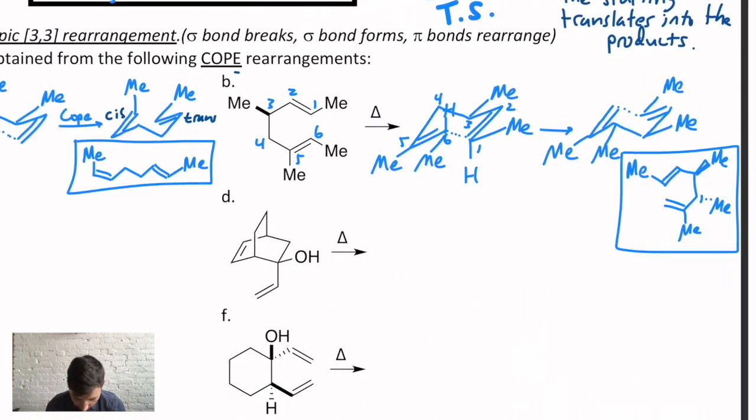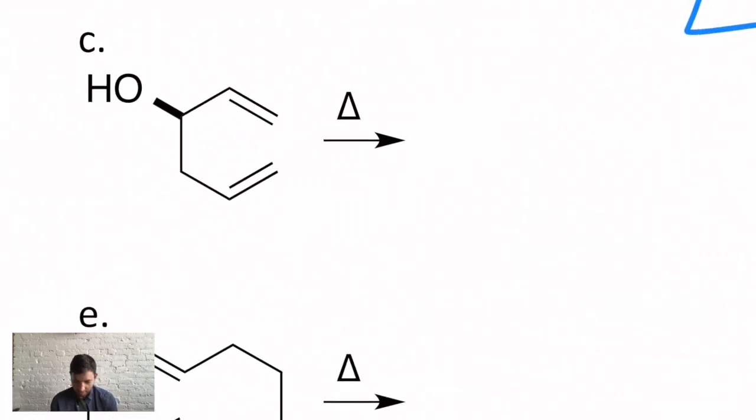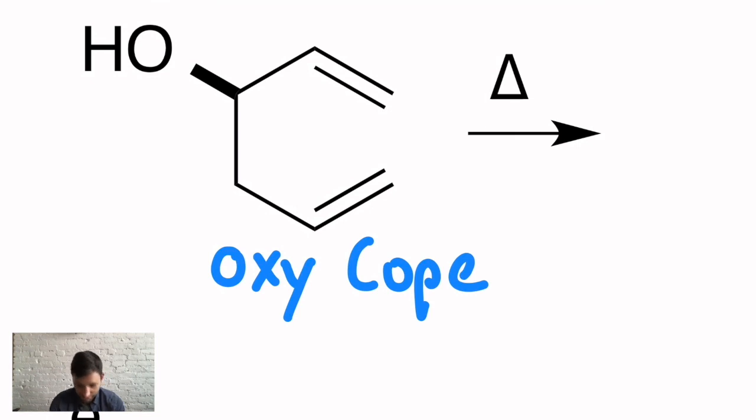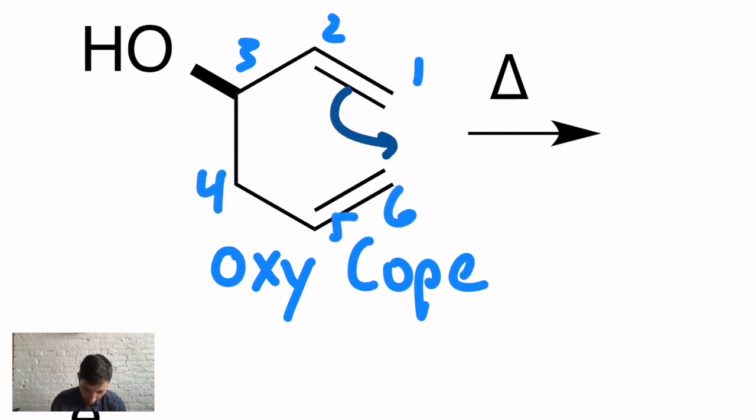Okay, so let's try a few more examples, and I'll show you sometimes we don't even get the simple diene that you think you're going to get each time. This next one is an example of an oxy-Cope. I'm going to do the same thing I did before, though. I'm going to start by numbering my 6-membered chain. 1, 2, 3, 4, 5, and 6. I'll draw my curved arrows, a new bond between 1 and 6, 3 and 4 break, 5 and 6 rearrange.